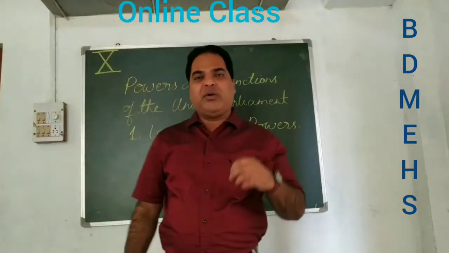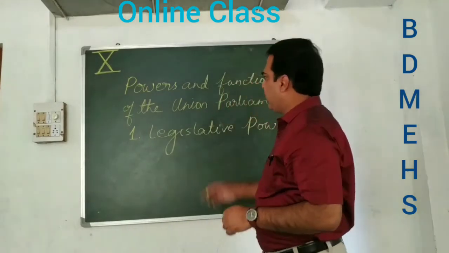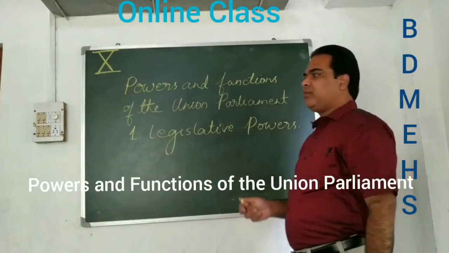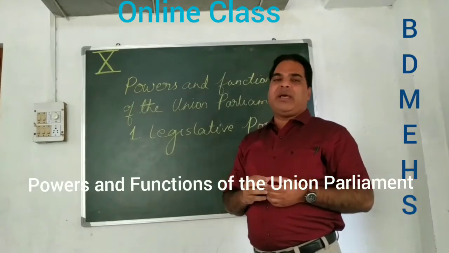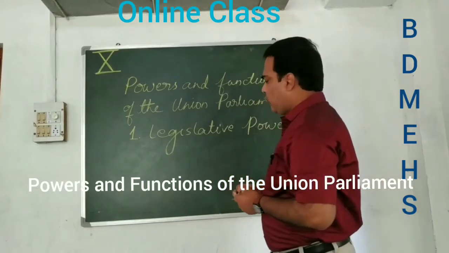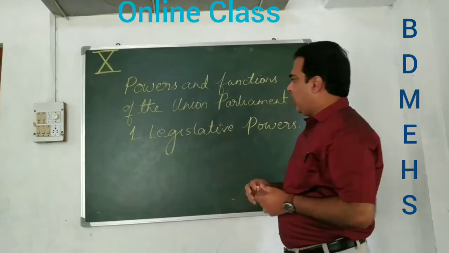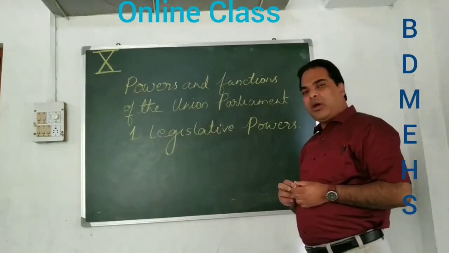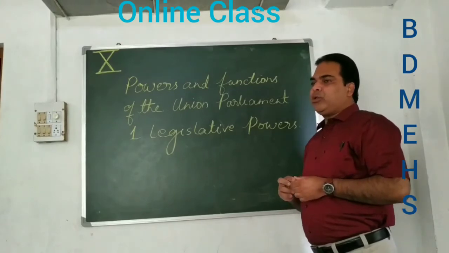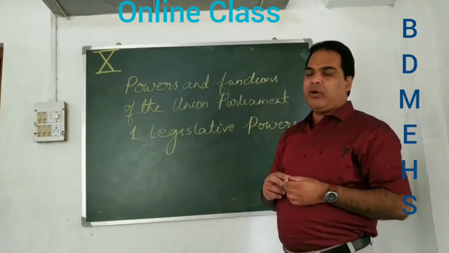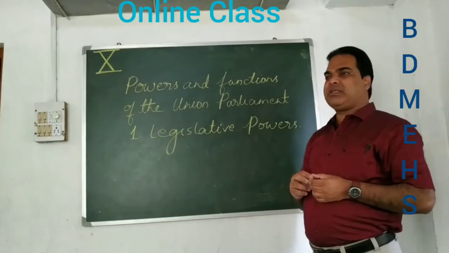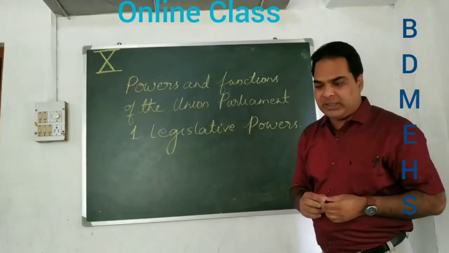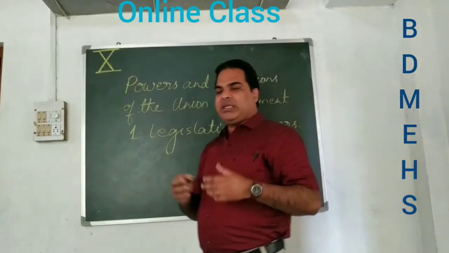So now we'll be discussing the powers and functions of the Union Parliament. That means the powers and functions of both Lok Sabha and Rajya Sabha. So the first one is the legislative powers, the law-making powers. Both Lok Sabha and Rajya Sabha can make laws on the subjects mentioned in the Union list and the concurrent list. So what is this list?